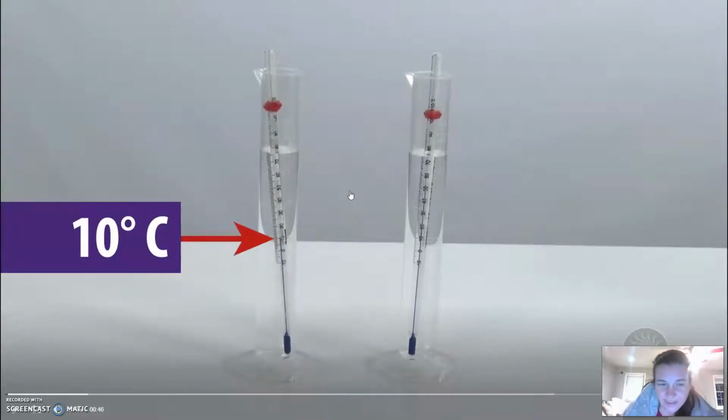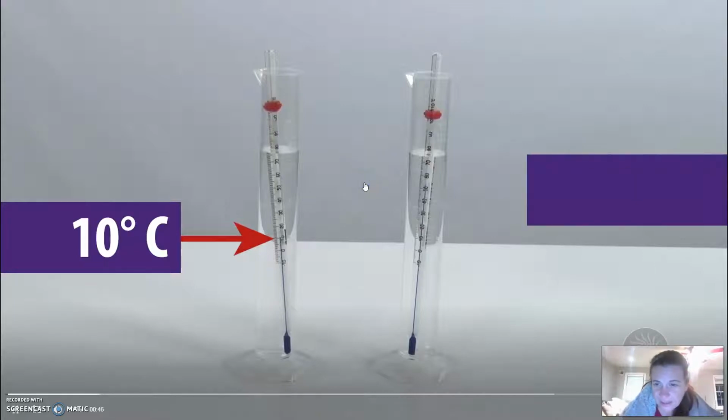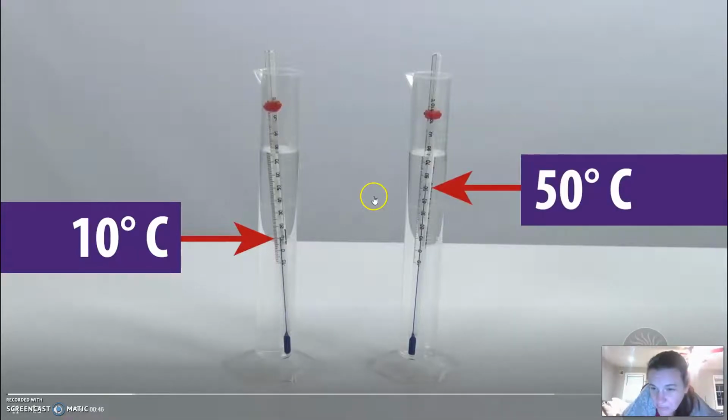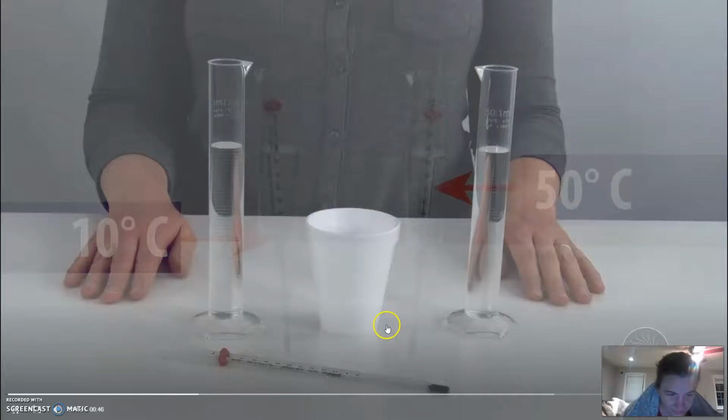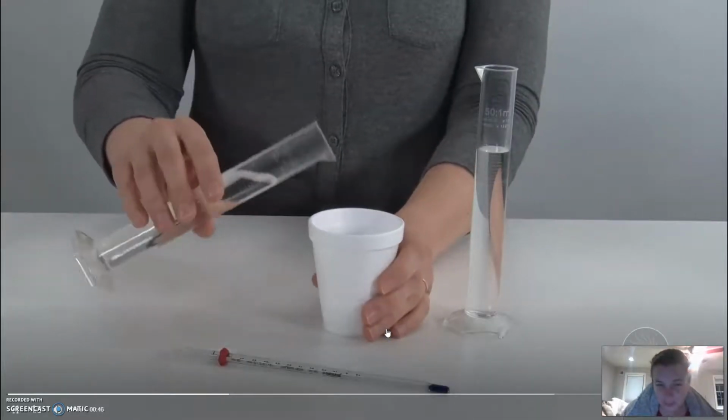We're going to have a volume of water that is 10 degrees Celsius, and it is going to be mixed with another equal volume of water that is 50 degrees Celsius. Now in the Nearpod just before this, you guys predicted what you think the temperatures will be when we mix these two liquids together. So now we're going to take a look at what the actual temperature will be when they're mixed.